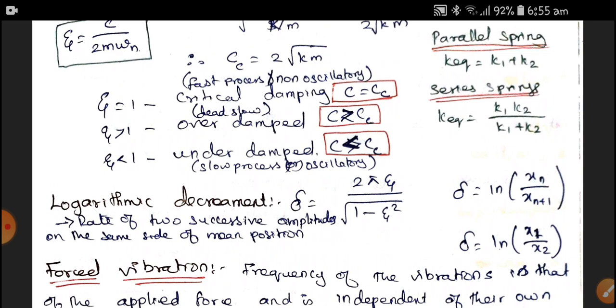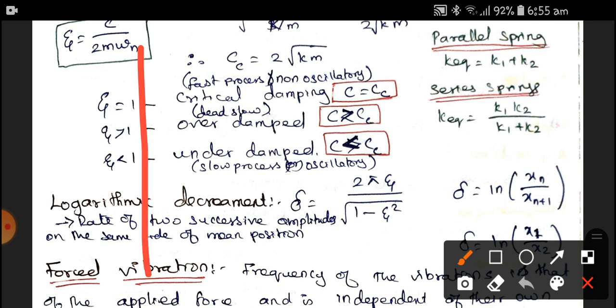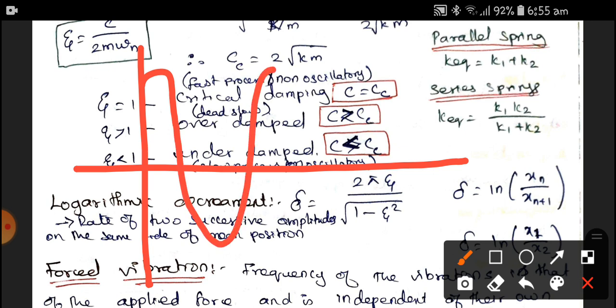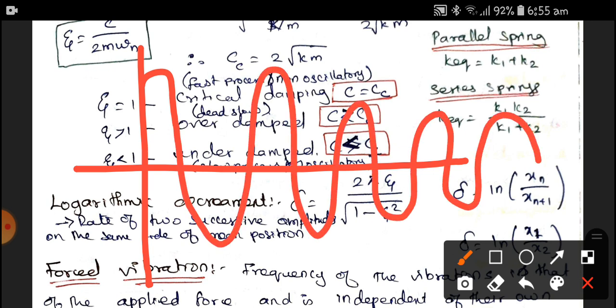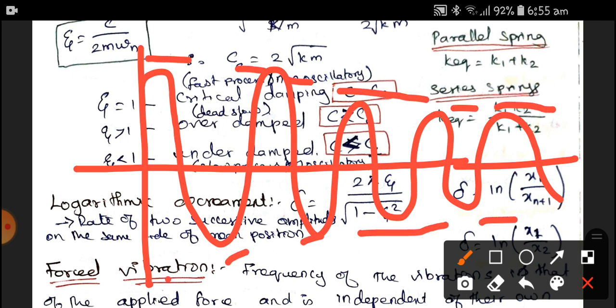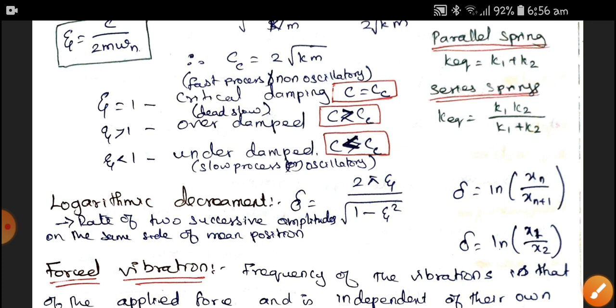When we speak of an underdamped vibration or a damping factor, we have a logarithmic decrement curve. In any spring mass damper system, the amplitude of vibration keeps on reducing. This reduction is in the form of a logarithmic factor, an exponentially decreasing curve. That is why the logarithmic decrement is taken between two successive amplitudes on the same side of the mean position. Therefore, the logarithmic decrement is denoted by delta.